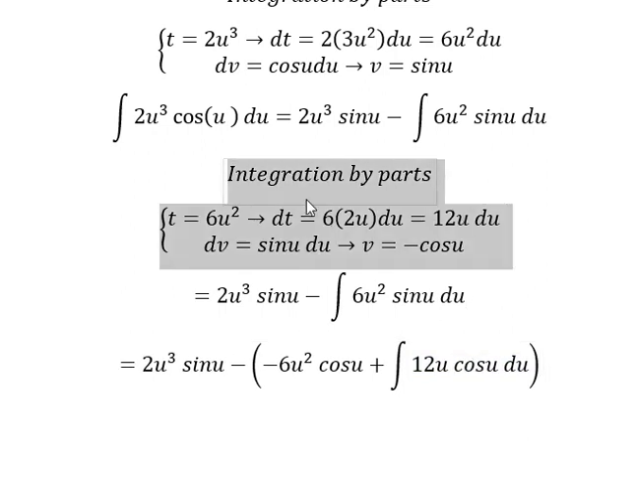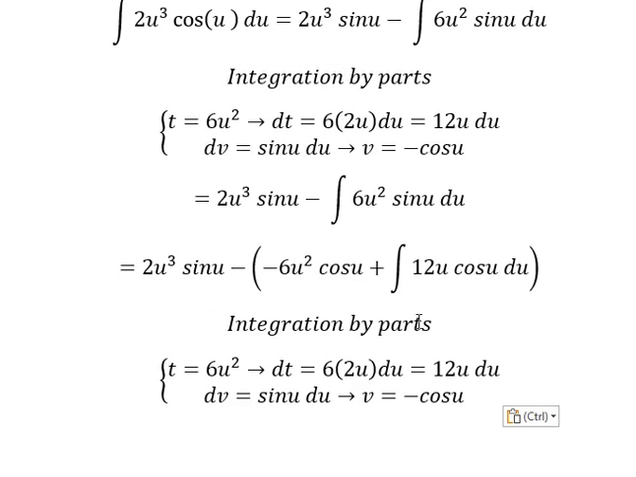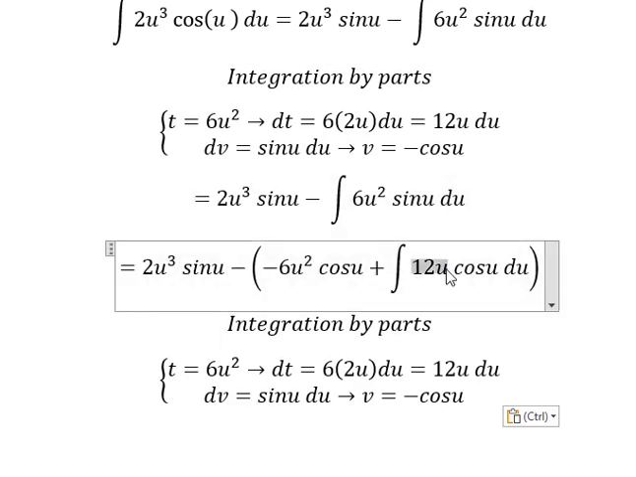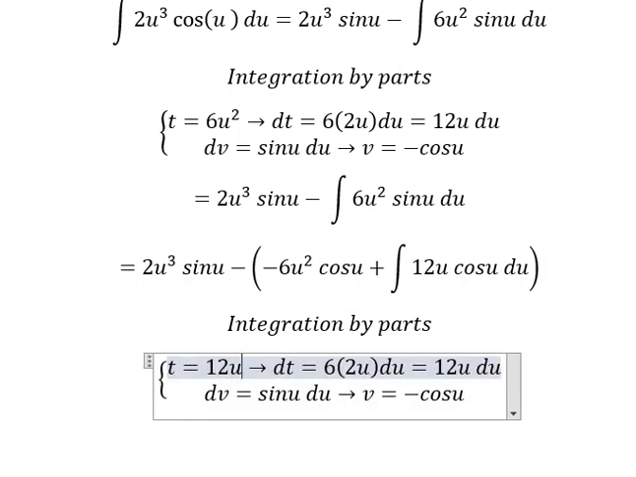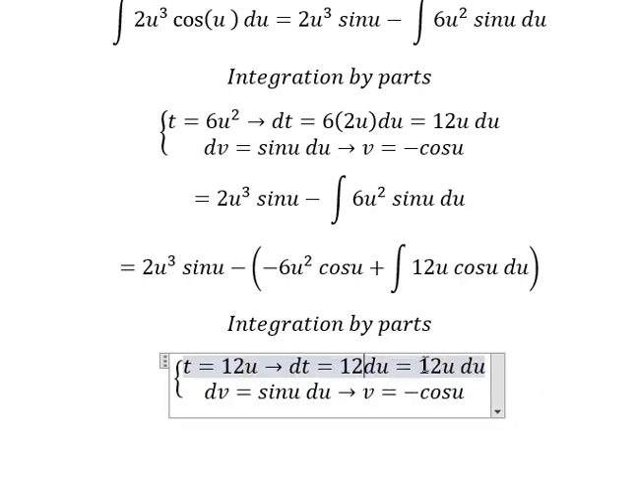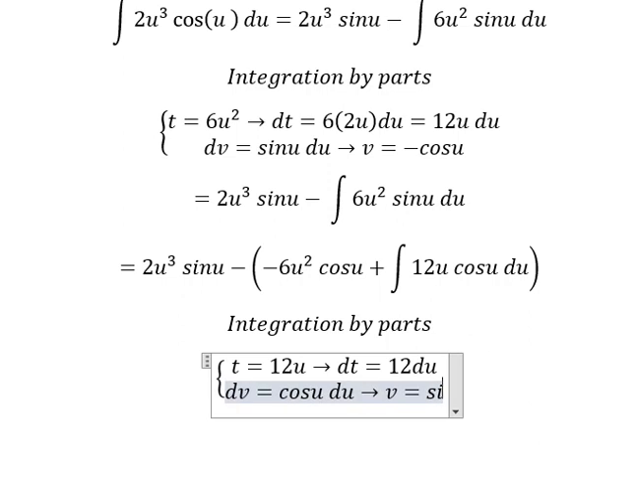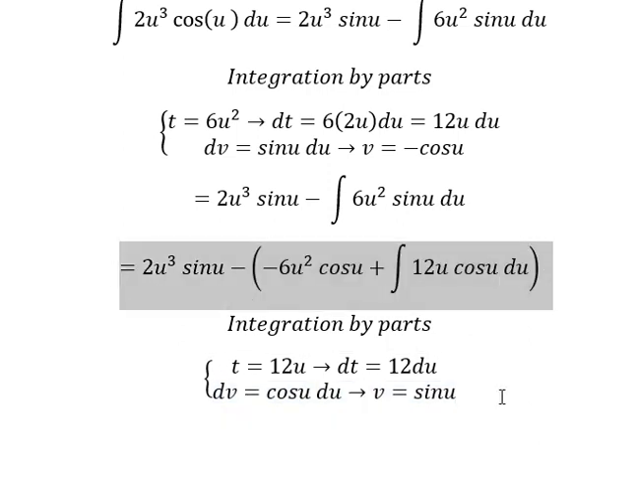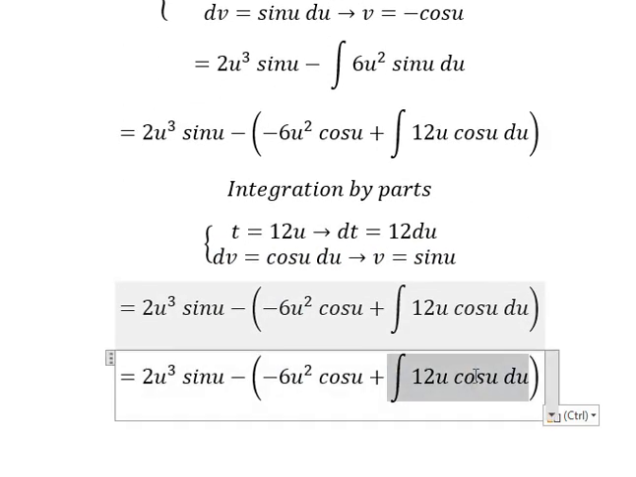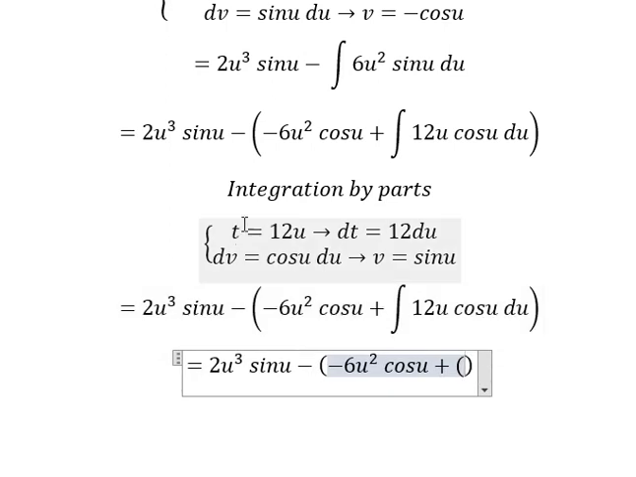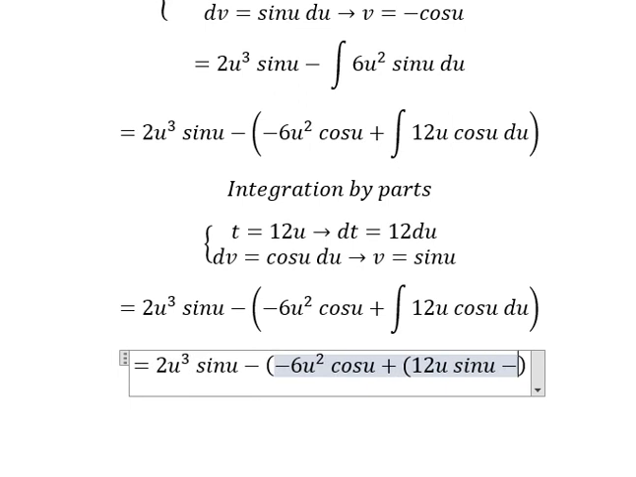Next, we use the same integration by parts. This one we use 12u. So this one we have 12. This one we have cosine u. So this one should be sine u. So we have t multiplied by v. So we have 12u sine u minus t multiplied by v.